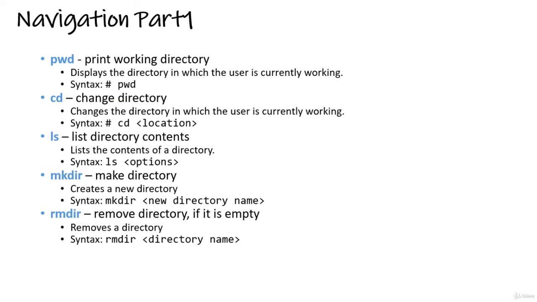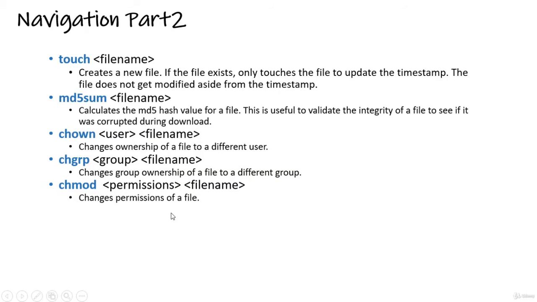And let's begin. PWD prints the working directory, where you are in a system. CD changes directory, cd /root, whatever, it just changes your directory. LS lists directory contents. MKDIR creates a directory, and RMDIR removes the whole directory. All right, then touch creates a file.